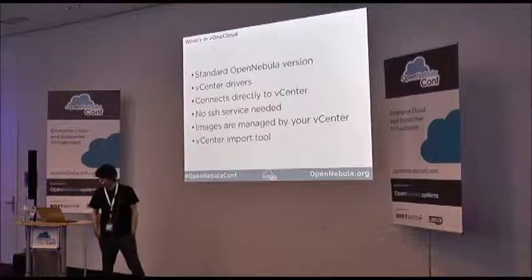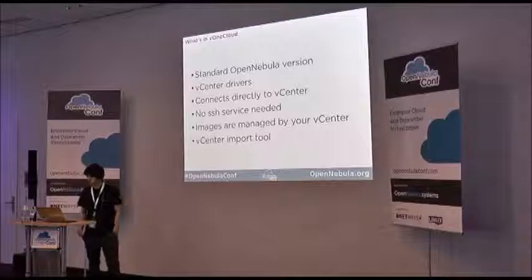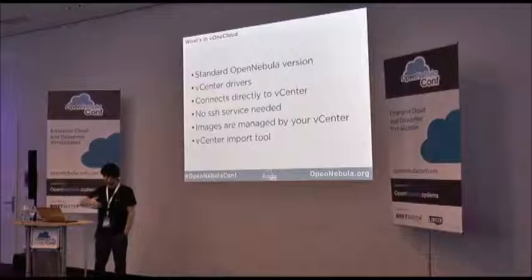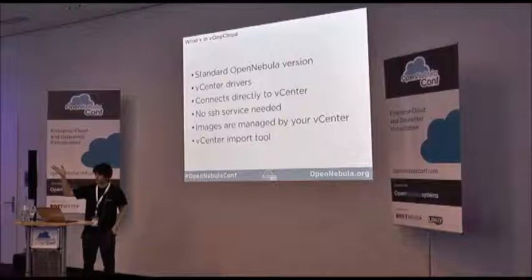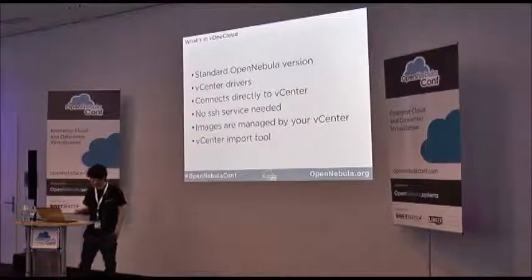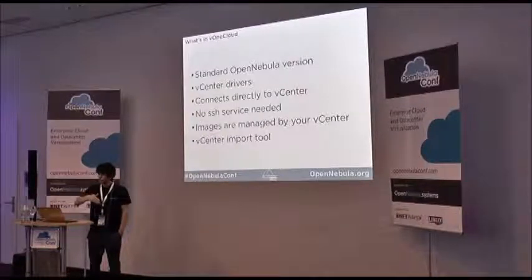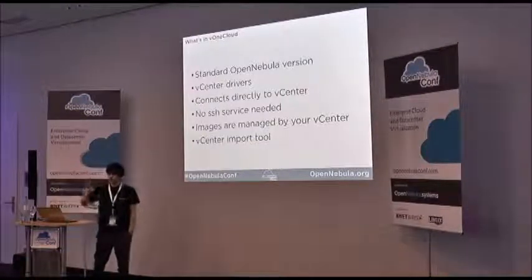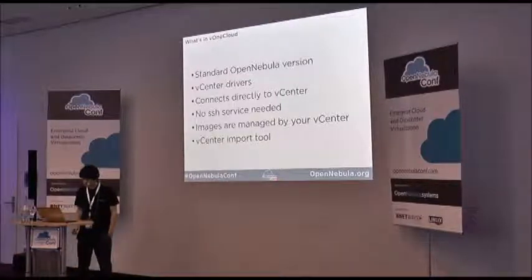What's in vOneCloud? This appliance is composed of CentOS 7 with OpenNebula installed. It's a standard OpenNebula version, so what we have inside this appliance is an RPM downloaded from our repository. So you're going to have the very same, latest version of OpenNebula. It has the vCenter drivers. OpenNebula comes with vCenter support, but this appliance comes with it already configured, so you can just start the virtual machine and connect to your infrastructure. It connects directly to the vCenter.